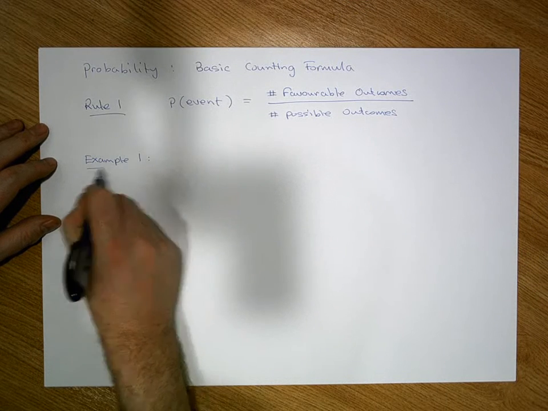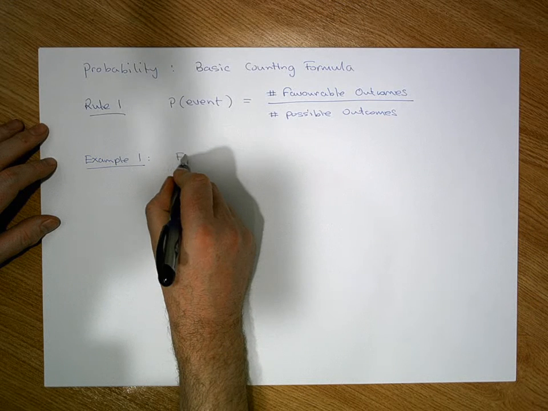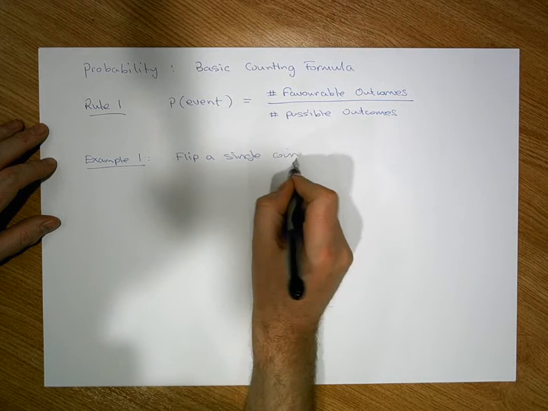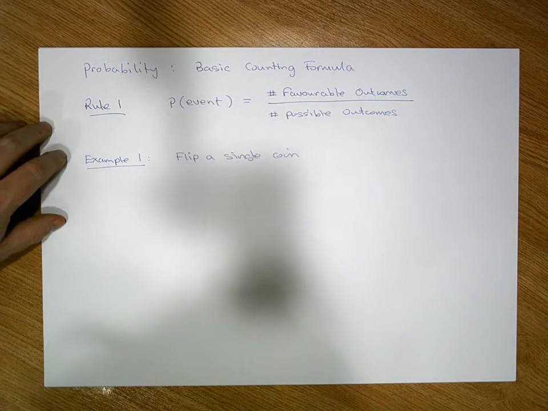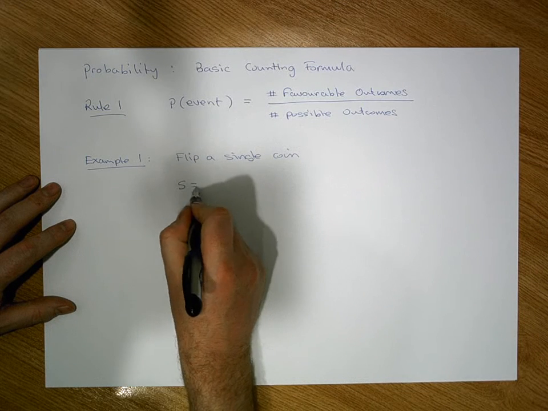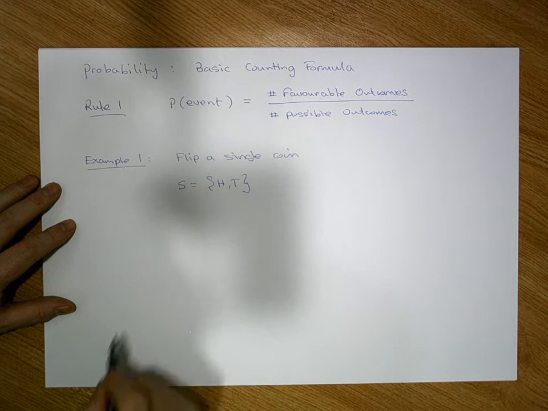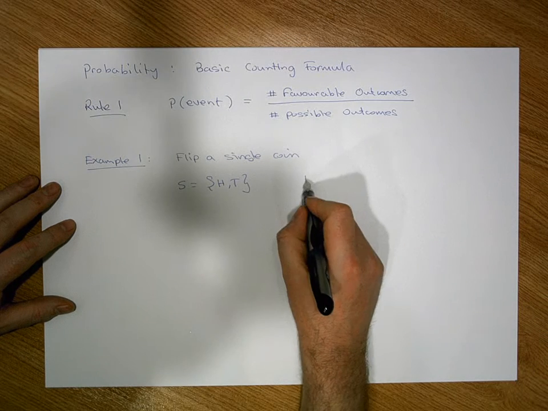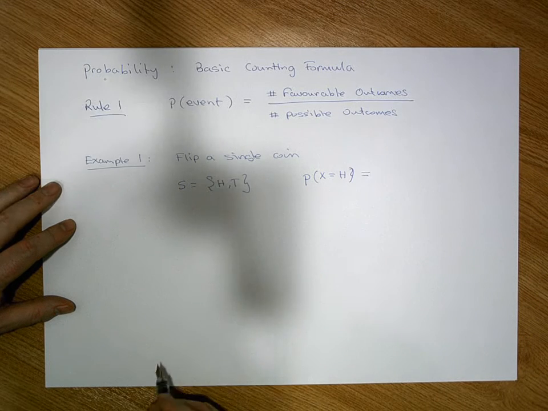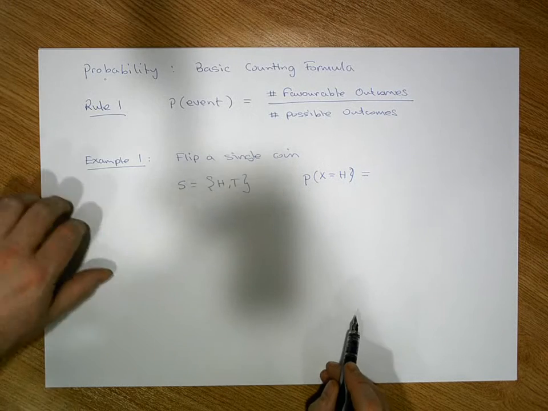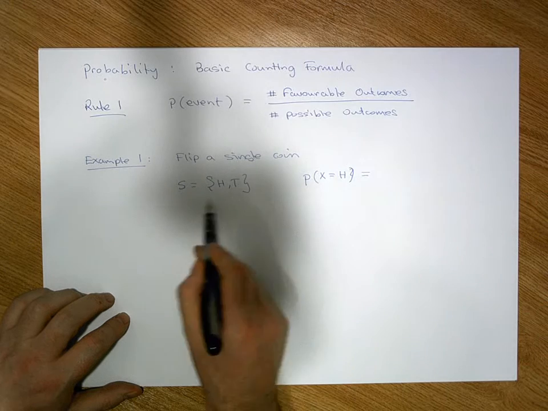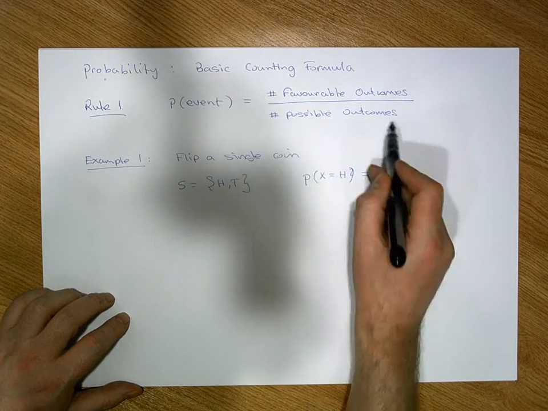So in example 1, what we're going to do is flip a single coin. Once again, we don't know what the outcome is going to be, but we'd like to hazard a guess of what the likelihood of that particular outcome is. Don't forget the sample space for flipping a coin is heads and tails. So I'm interested in what's the probability that when I flip a coin the outcome is a head. Well, the answer to this question can be got from rule 1, where we need to count how many favourable outcomes there are in the sample space and divide that by the number of possible outcomes.